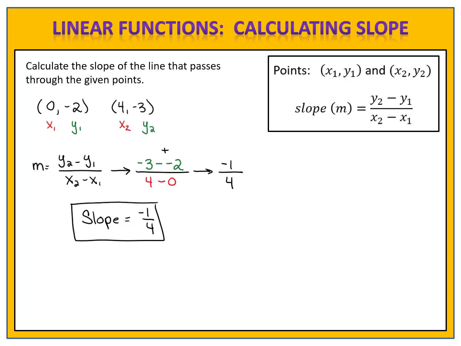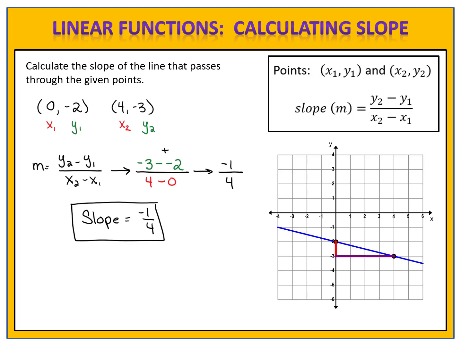and so the slope is negative 1 over 4. Again, if we look at the graph of this function and we plot the 2 points that we were given, and we look at the change in y and the change in x, we see that the y value went down by 1 from negative 2 to negative 3, and the x value went up by 4 from 0 to 4. Change in y over change in x is negative 1 over 4. We get the same answer if we use the graph.